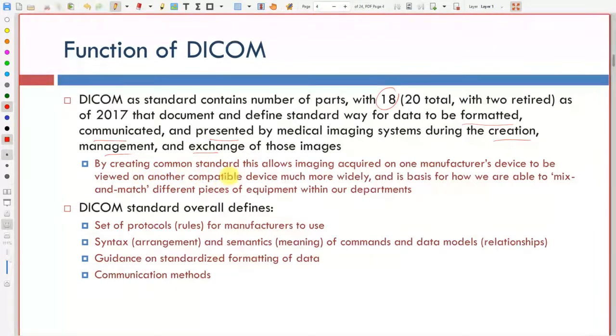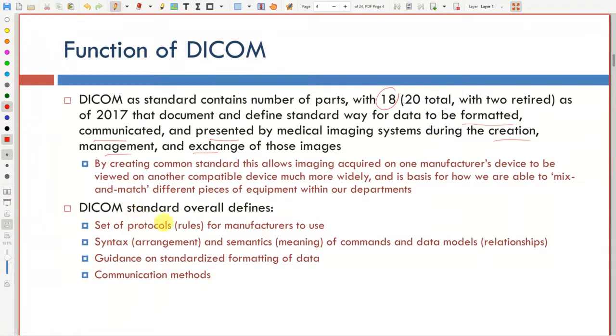So by creating common standards, this allows imaging acquired on one manufacturer's device to be viewed on another compatible device much more widely, and is the basis of how we are able to mix and match different pieces of equipment within our departments. For example, if you have a PACS system that comes from Siemens, and you have an imaging system that comes from GE, they will happily coexist. They have no problems, as long as all of them are using DICOM formats. It's not a problem for them to communicate. So this is extremely important.